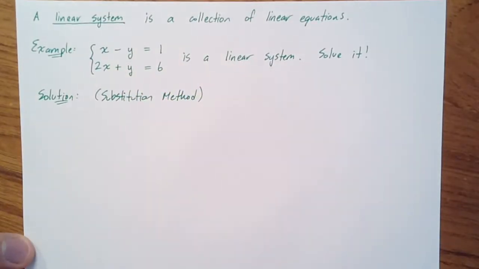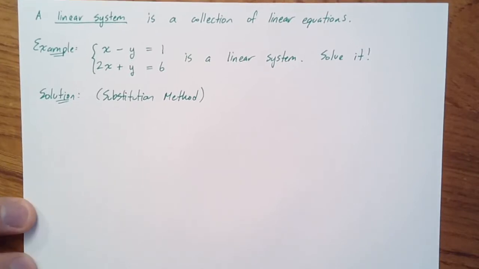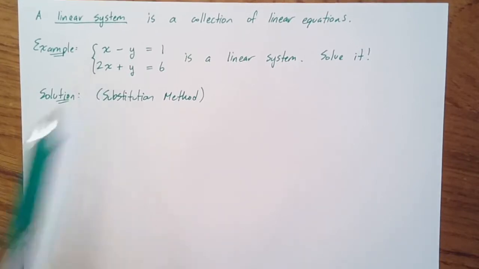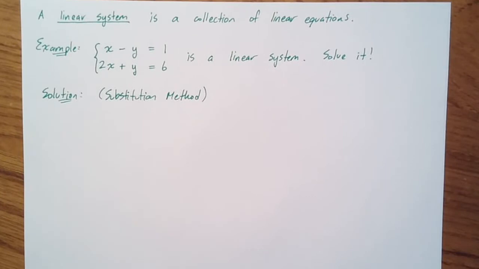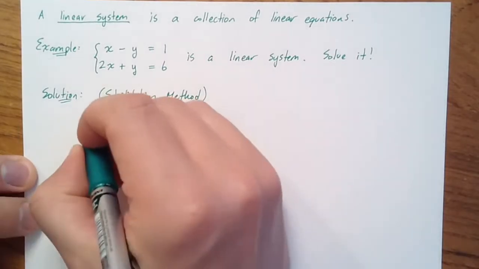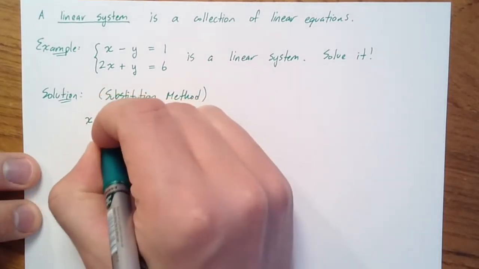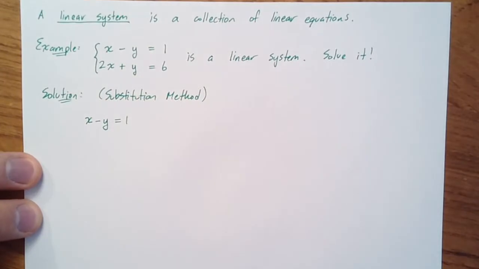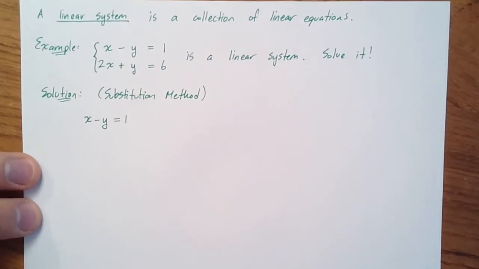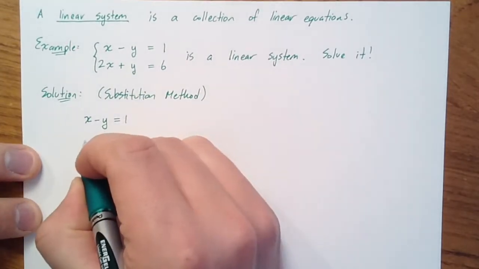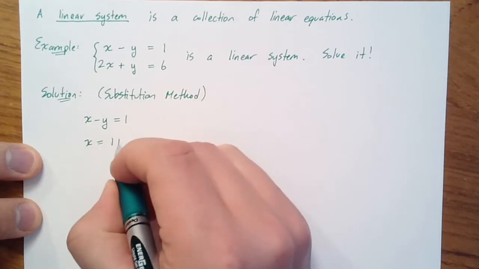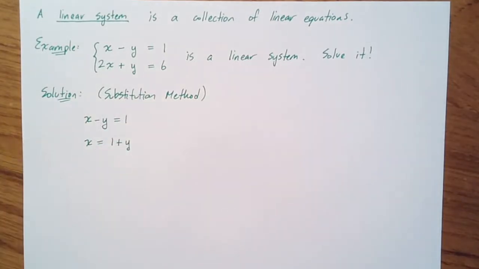Okay, so how would you approach it? Well, we're just going to pick one of these two equations and use it to isolate one of the variables. You can pick whichever one you prefer in this case. But I'm going to take the first equation, which is x minus y equals 1, and solve it for x. That just seems to me to be the simplest thing to do. So I'm going to write x equals 1 plus y.